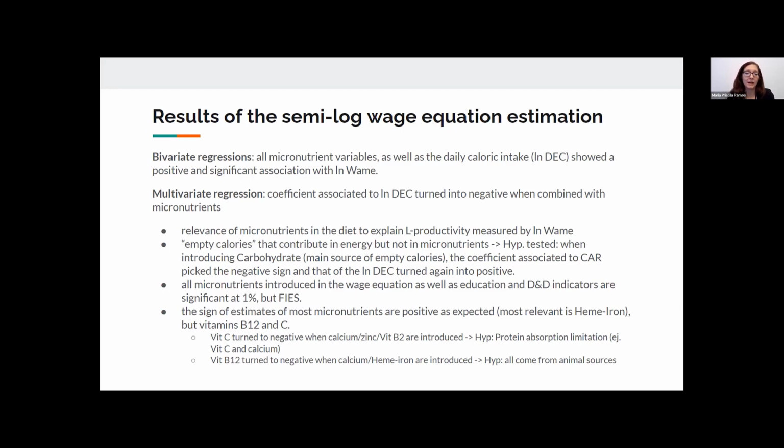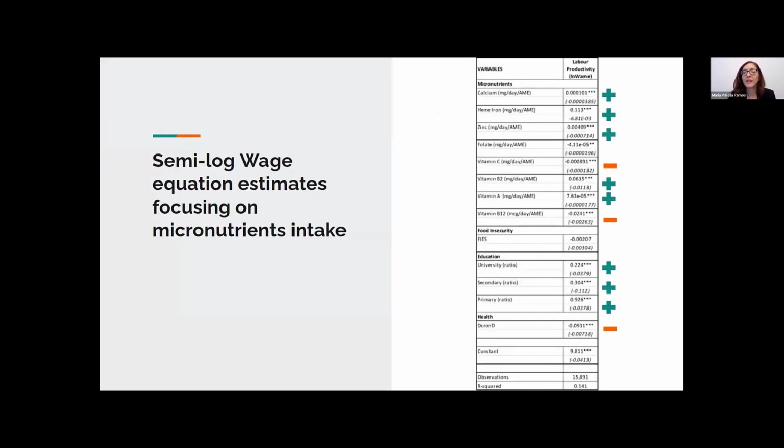So maybe we are doubling the indicators in the equation. That's why the sign of vitamin B12 becomes negative. But we have to demonstrate this hypothesis yet. So, just to finish, this is our regression. All micro indicators are positive, except this. I told you that vitamin C and vitamin B12 present a negative sign, education is positive as expected, and disability and disease present a negative sign, which is also expected.